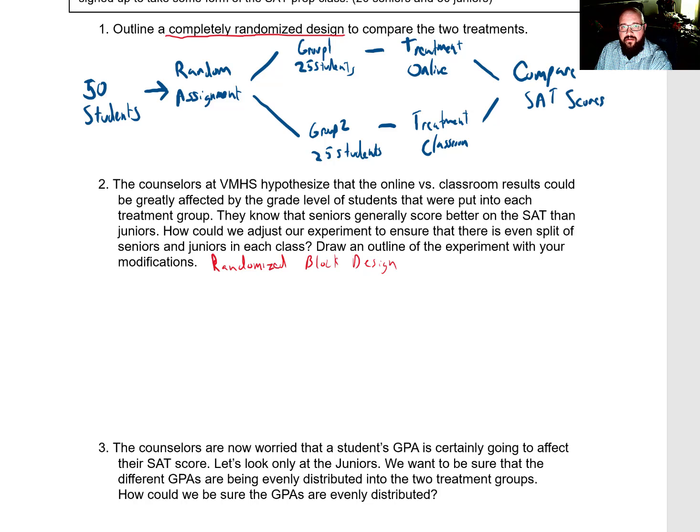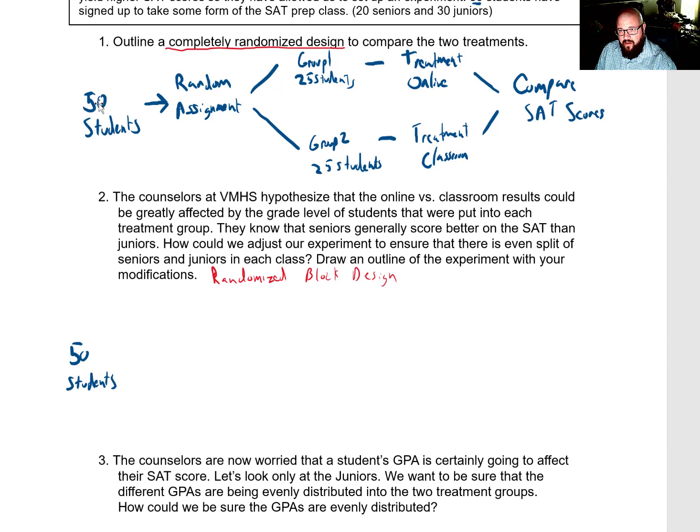So randomized block design. So we are going to take, again, we have 50 students overall, right? And that's what we're going to start with, 50 students. Now, out of those 50 students, let's scroll back up here a minute. Up at the very top there, it says we have 20 seniors and 30 juniors. So since we're going to make a randomized block design, and they want it to be equal for the seniors and the juniors to where we're testing to see which does better for which group, let's do this then.